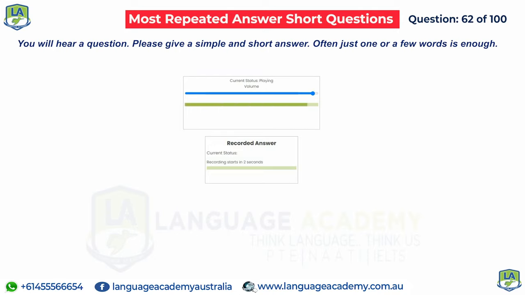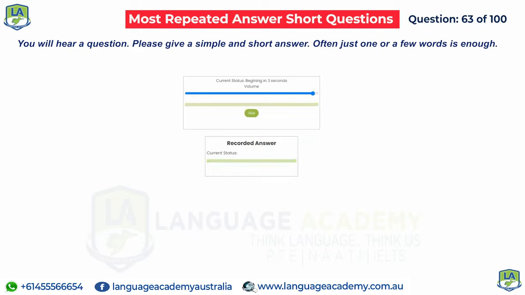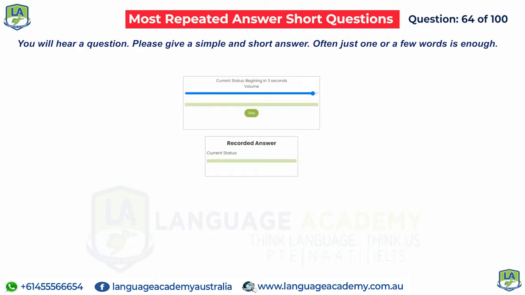What do birds use to fly? Wings. How do we call the car that uses two types of fuels? Hybrid. If there are 8 black balls and 1 white ball, and I randomly pick one, which color is most likely to be picked?